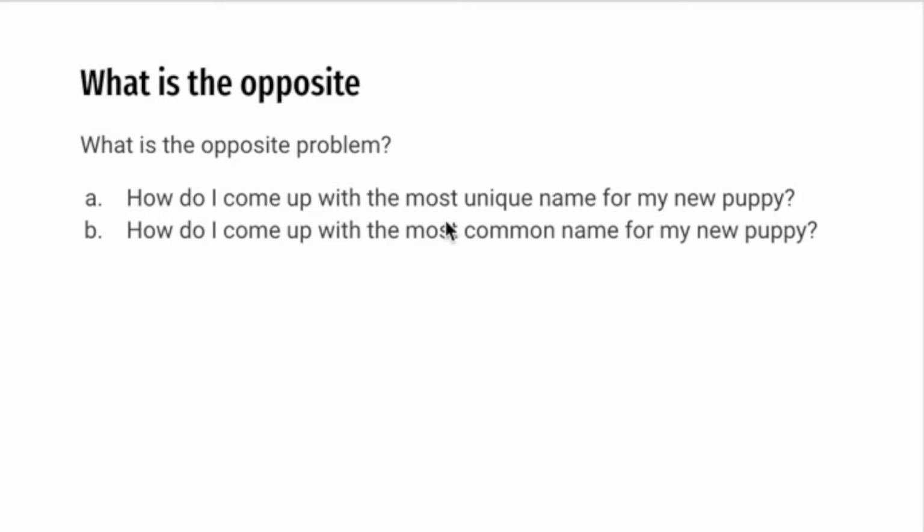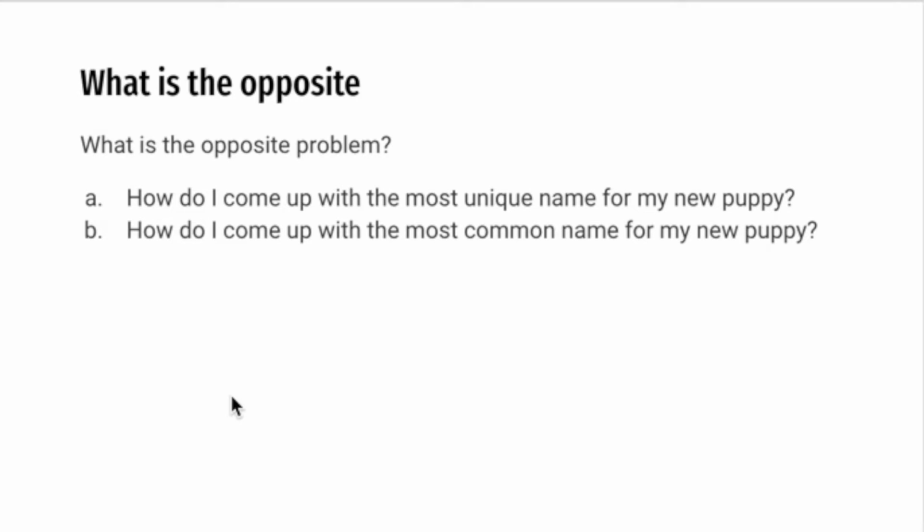Another activity to help you generate ideas is called What is the Opposite? And it's really thinking about what is the opposite of your problem, because sometimes that's easier for us to figure out. So, if we were talking about, again, I have to come up with a name for my puppy. So, maybe my original problem is how do I come up with the most unique name for my new puppy? And that can feel kind of overwhelming. All the pressure. How do I make sure this is a great name?